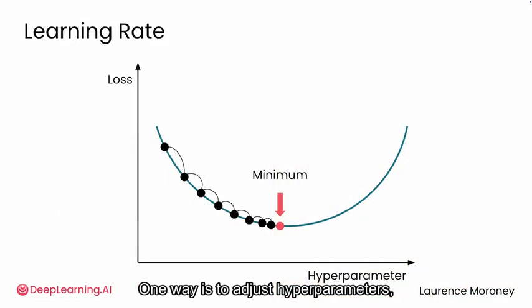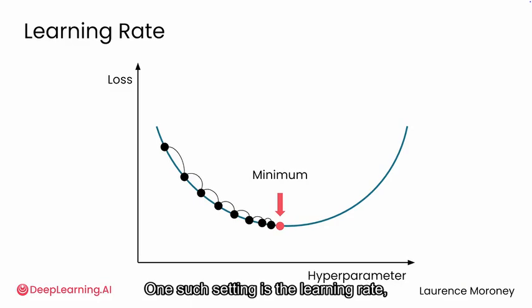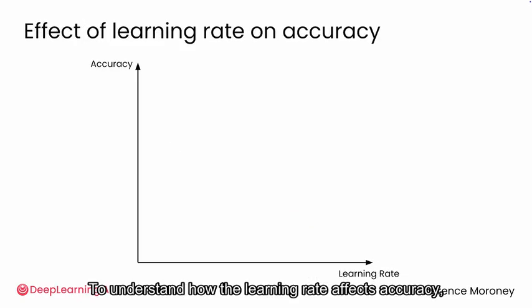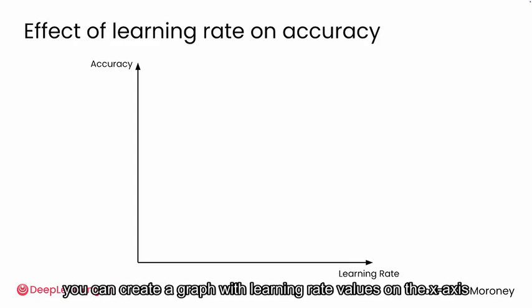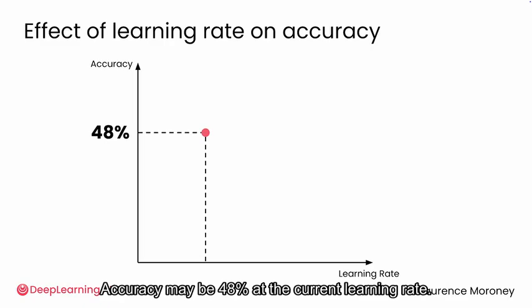One way is to adjust hyperparameters, which are settings that control how your model trains. One such setting is the learning rate, which determines the step size used by the optimizer during training. To understand how the learning rate affects accuracy, you can create a graph with the learning rate values on the x-axis and the corresponding accuracy on the y-axis. Accuracy may be 48% at the current learning rate.